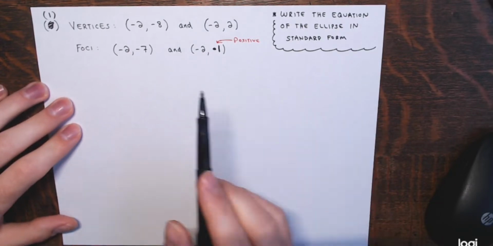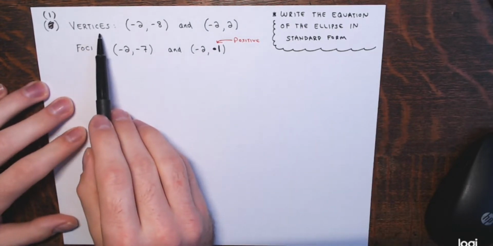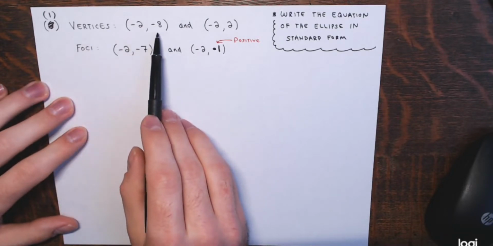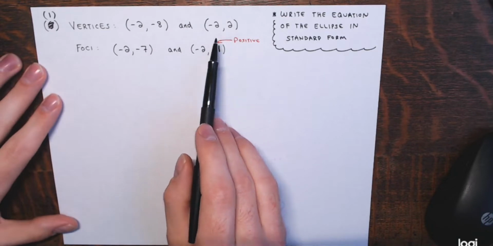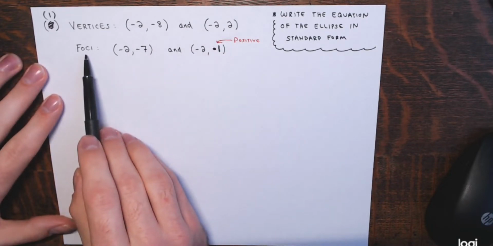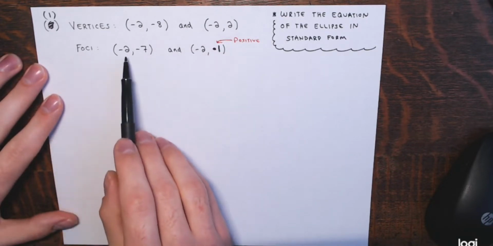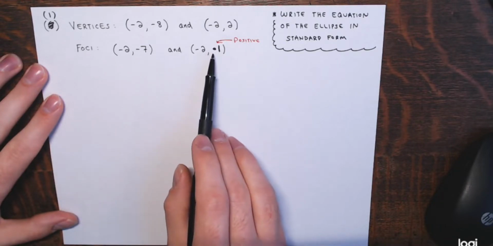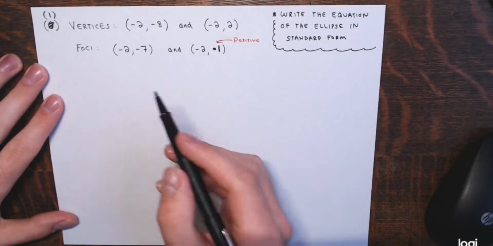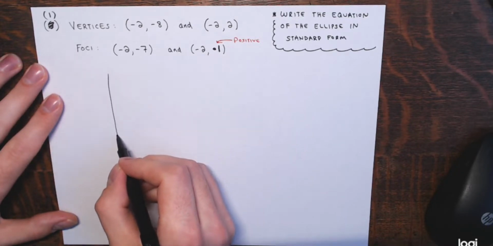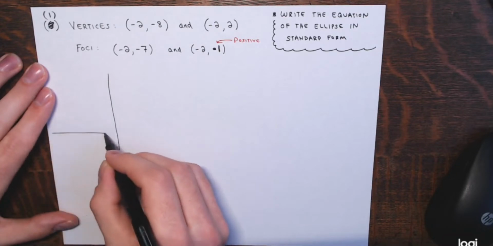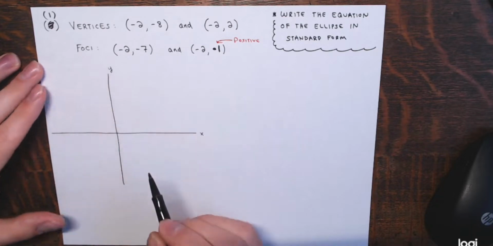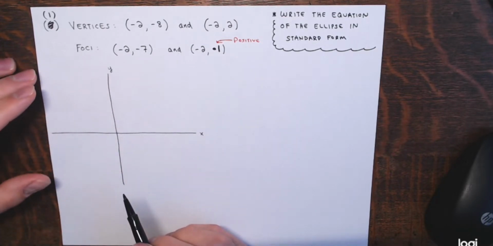The vertices, and remember these are the ends of the major axis, are at -2, -8 and -2, 2. And the foci are at -2, -7 and -2, 1. I accidentally wrote -1, that's +1. I'll start drawing some stuff, and we'll take a look at a rough sketch by hand, and then I'll go to the desmos.com free online graphing calculator to look at a better picture.